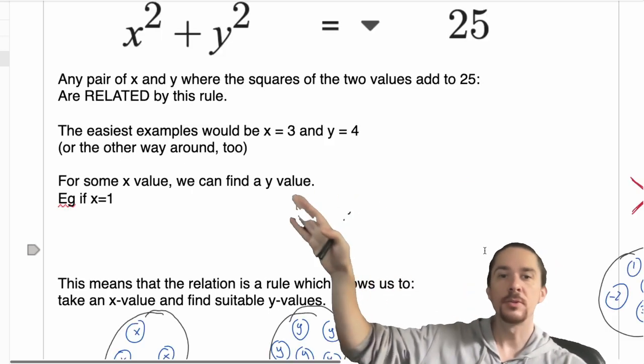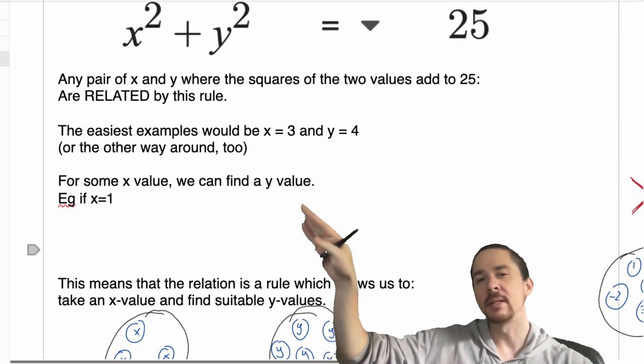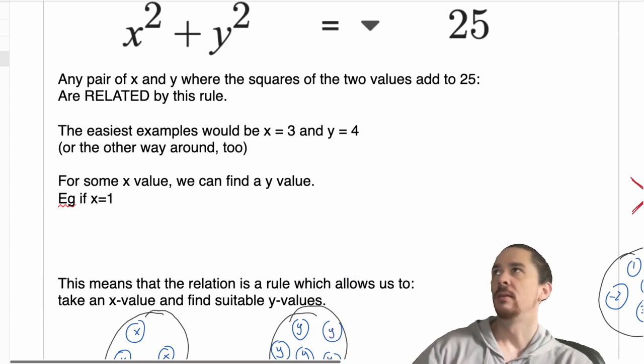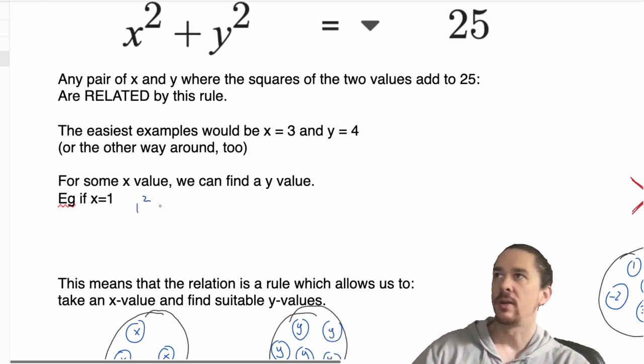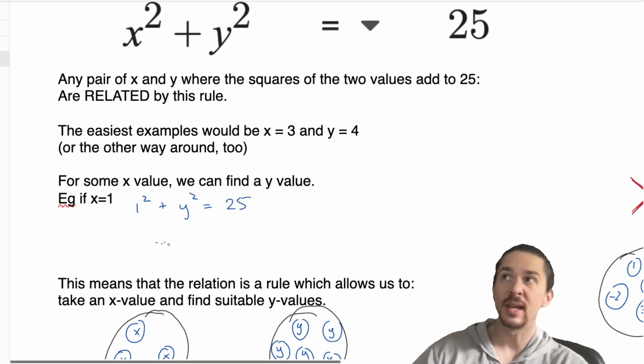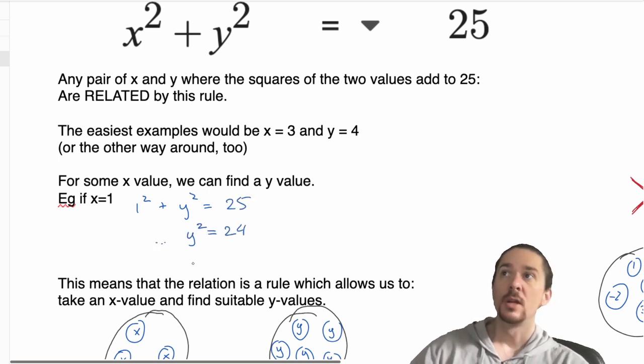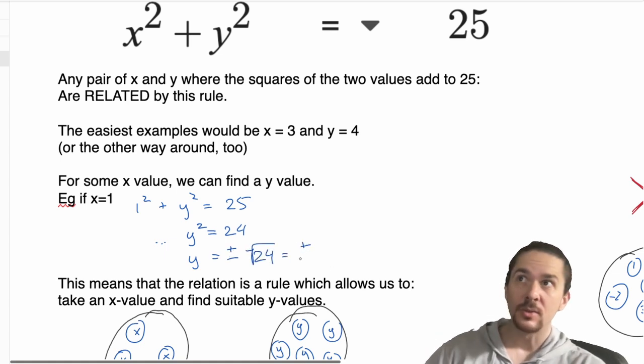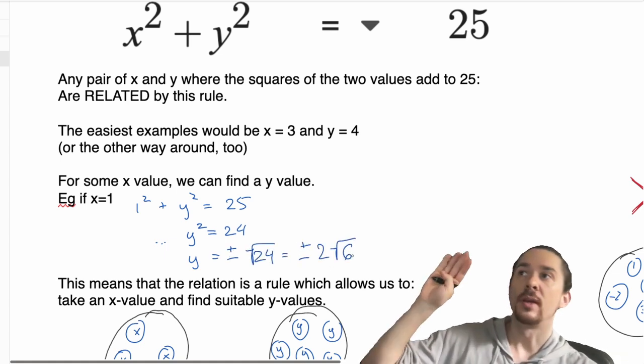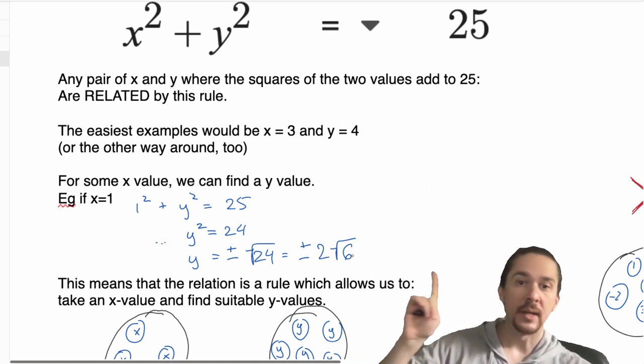Similarly, suppose we said, but we want to know when x is 1, what is y? Well, then we can say 1 squared plus y squared equals 25. Rearranging this a little bit, we're going to get y squared equals 24. So y will be plus or minus the square root of 24, which will be plus or minus 2 root 6. So if x equals 1, we could have y is 2 root 6.